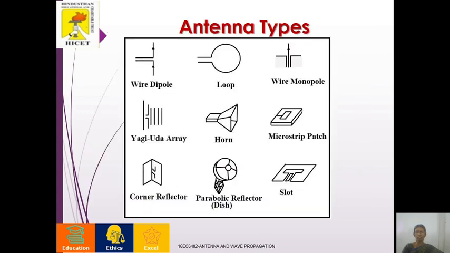Looking into the different types of antenna, here I have displayed only a few antenna types which are basically used, like wire dipole, loop, wire monopole, Yagi-Uda array, horn antenna, microstrip patch antenna, cone reflector antenna, parabolic dish reflector antenna and slot antenna.